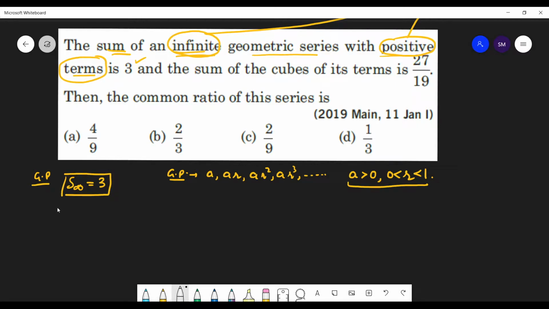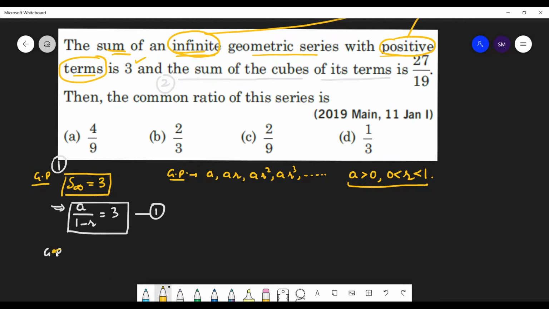So what do we get from this? What is the formula for S infinity? A upon 1 minus R equals to 3. So this is the first given thing that we have used. Now, again, the second condition given to you is the sum of the cubes of its terms. So now you will be forming another infinite geometric series. What will be this series?